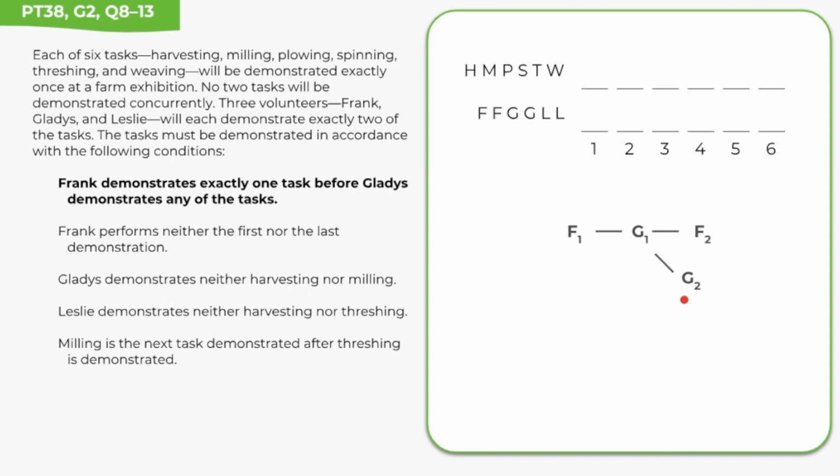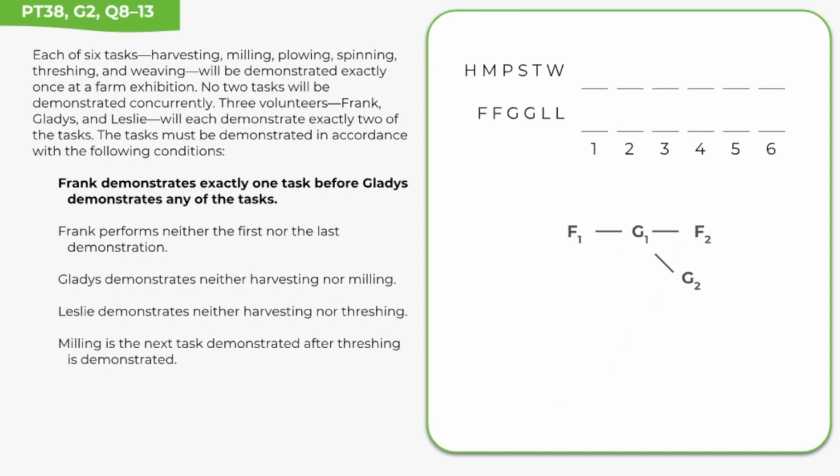Now, the next part is to notice that they say that there's exactly 1 Frank before any of the Gladyses. That means that the other Frank has to come after that first Gladys. And whether that first Frank or that second Frank is before the second Gladys or vice versa, we don't know. But we do know that there's going to be 1 Frank and then 1 Gladys, and then it can do whatever it wants for the other 2.